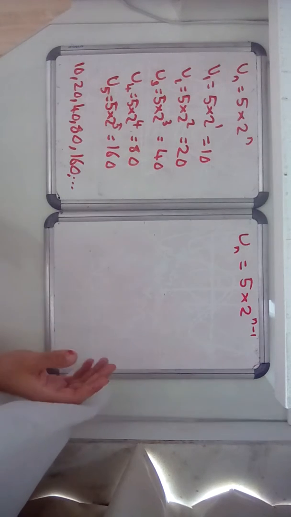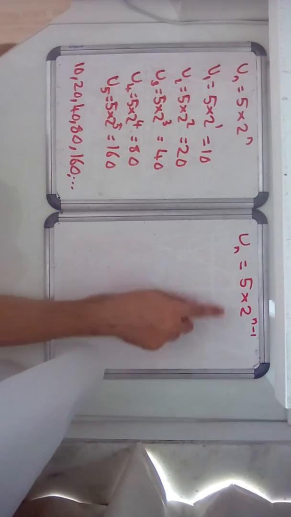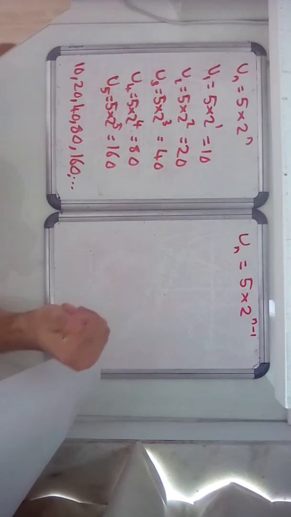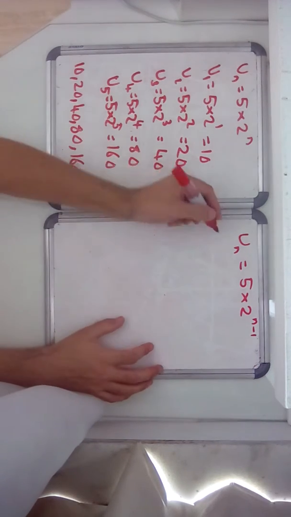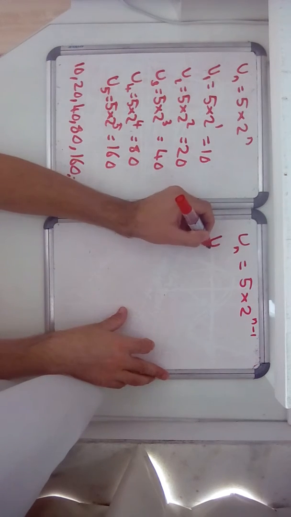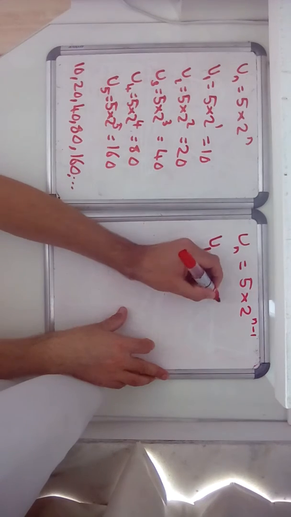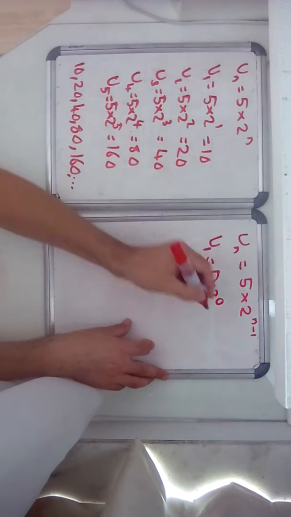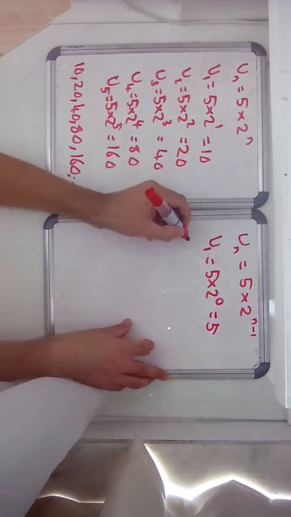The second one is slightly different. 5 times 2 to the power n minus 1, so whatever n is, you take 1 away, and then you do it like that. So for the first one, n is 1, so n minus 1 would be 0, so u1 would be 5 times 2 to the power 0, or 2 to the power 0 is 1, so 5 times 1 is just 5.